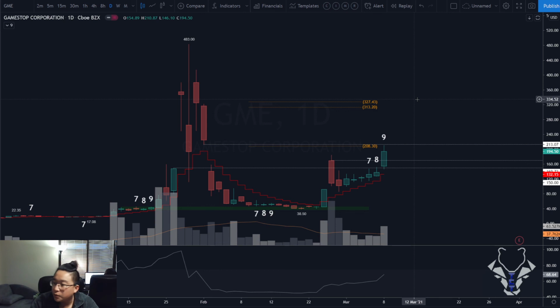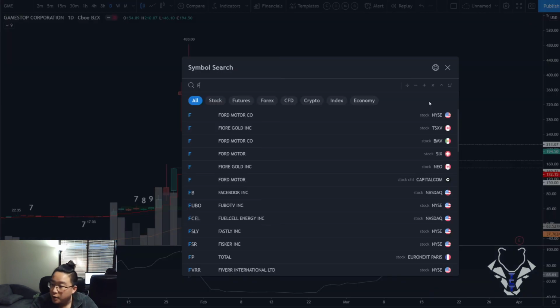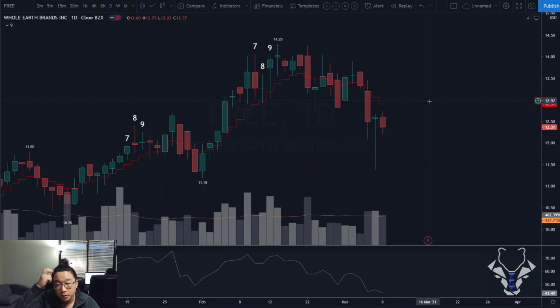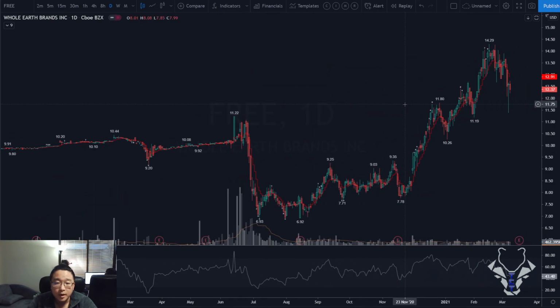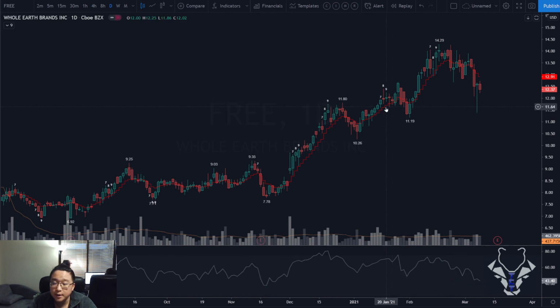4 more tickers we're going to go through. First one, free. So similar, Wall Street Bets. This one has been popping. Not price action wise, but talk wise. Wall Street Bets score wise, I should say.